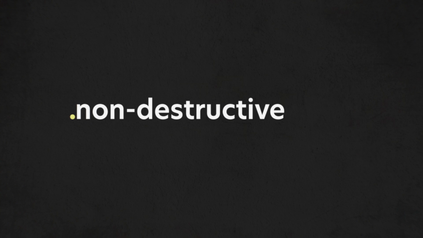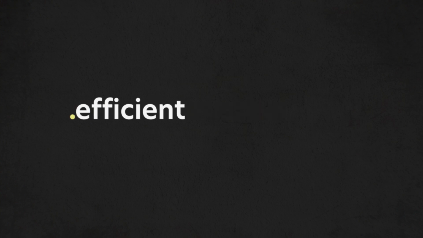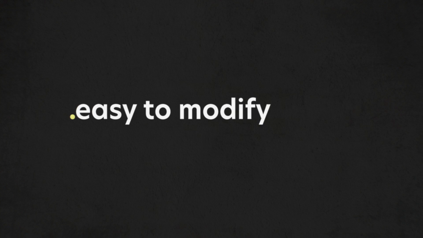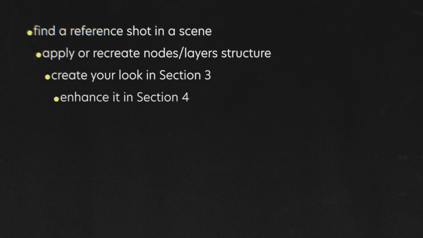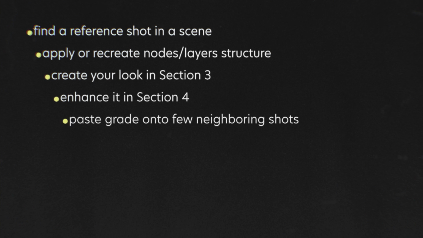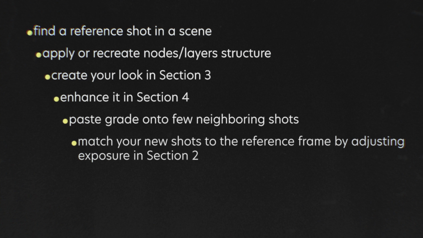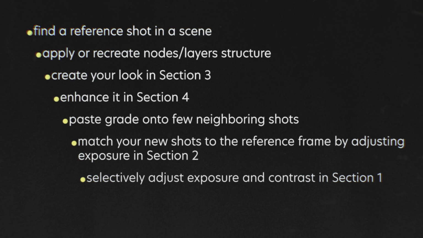And this is it! A simple yet effective structure to achieve a consistent effect in your videos. Use it as it is, or treat it like a base and customize it. Here are the steps I take when working with the structure. Find a reference shot in a scene. Apply or recreate the nodes layer structure. Create your look in section 3. Enhance it in section 4. Paste the grade onto a few neighboring shots. Match your new shots to the reference frame by adjusting exposure in section 2. Selectively adjust exposure and contrast in section 1. Push play and check if it all works.